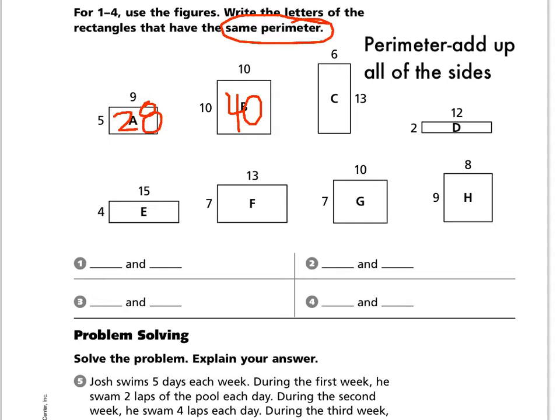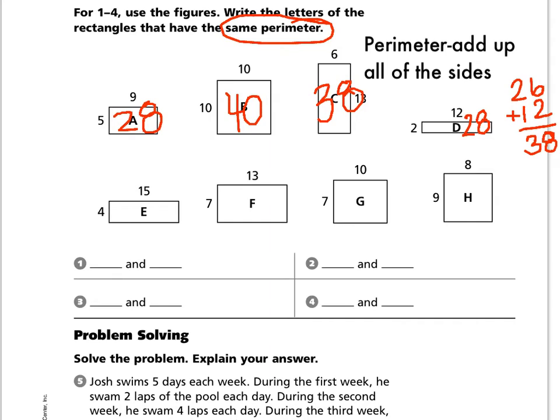I know that 13 plus 13 is going to be 26, and 6 plus 6 is 12, so I'm going to add it up. I know that this is 38, so the perimeter for letter C is 38. For letter D, I have 12 plus 12 is 24, and 2 plus 2 is 4. So again, I have 28.